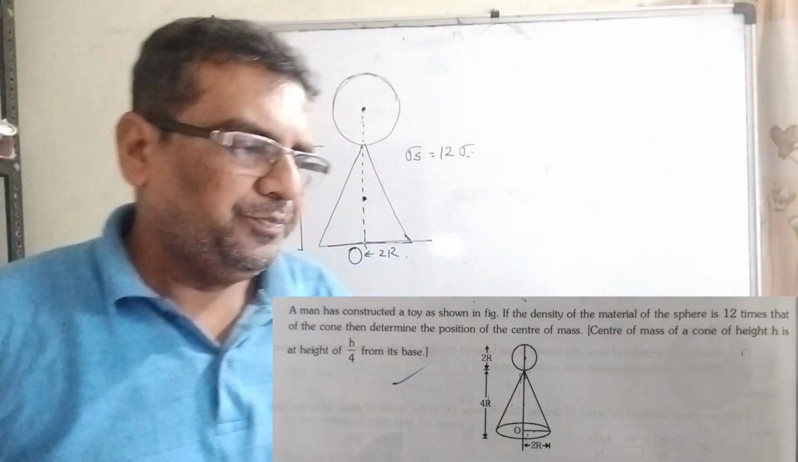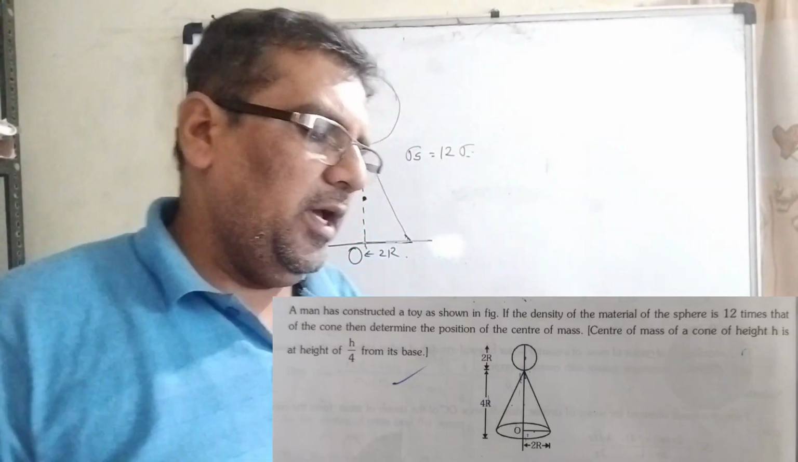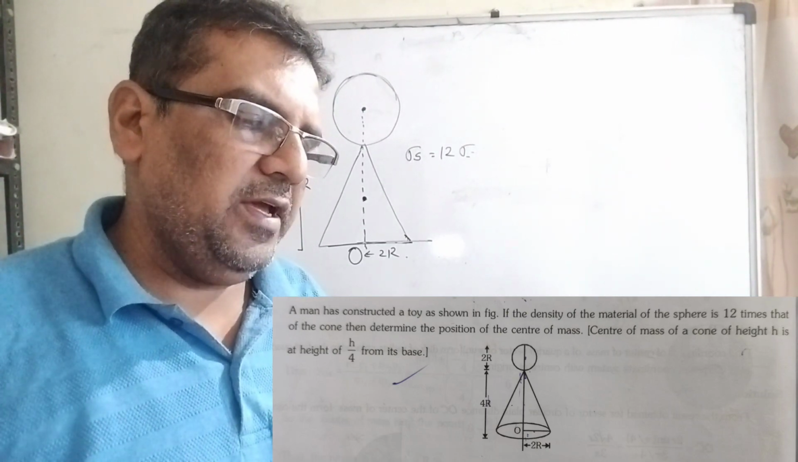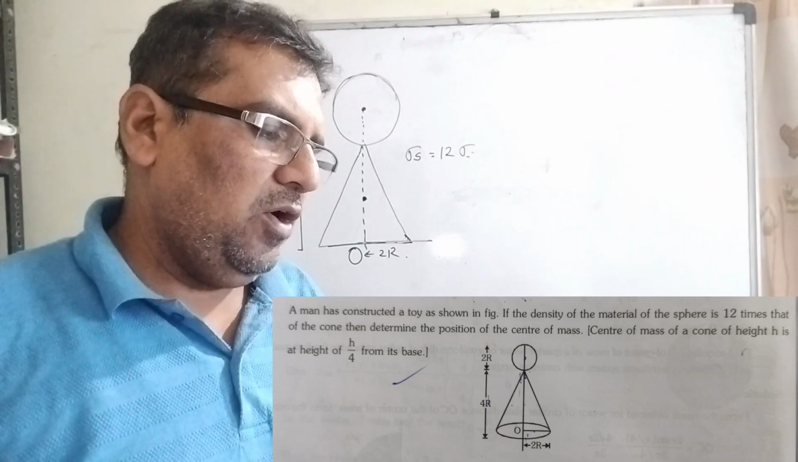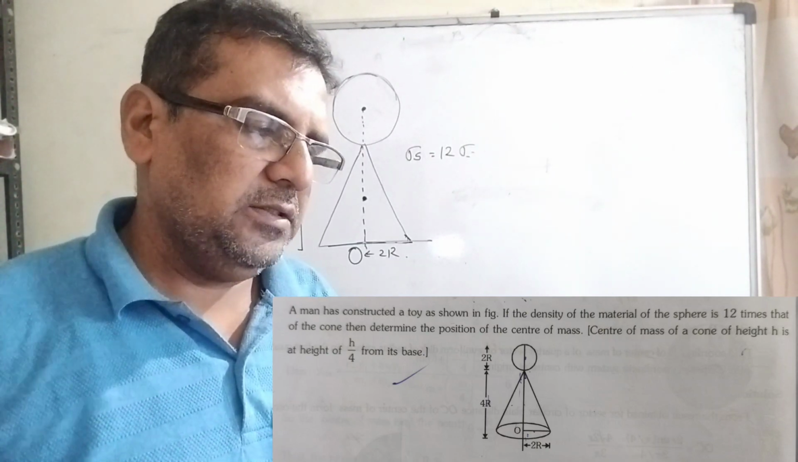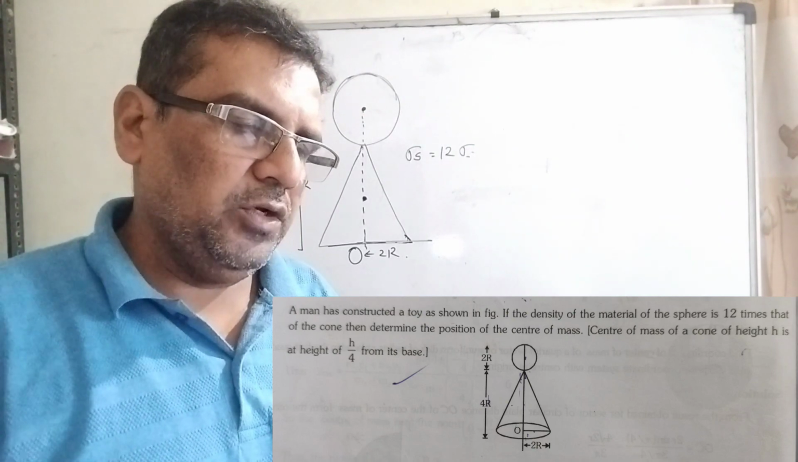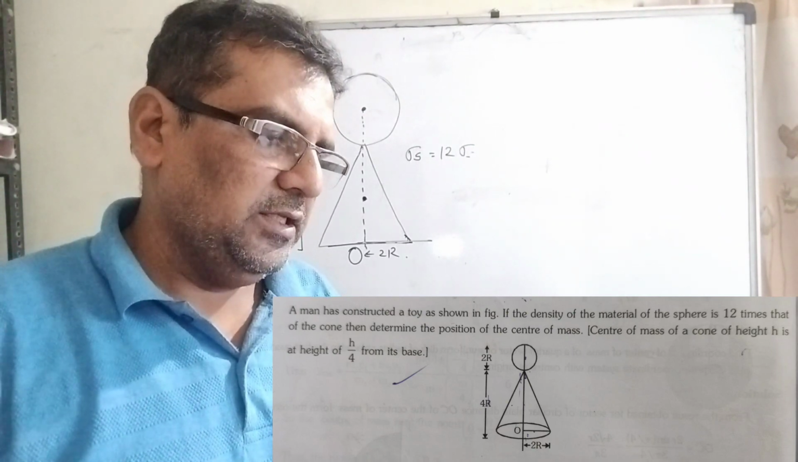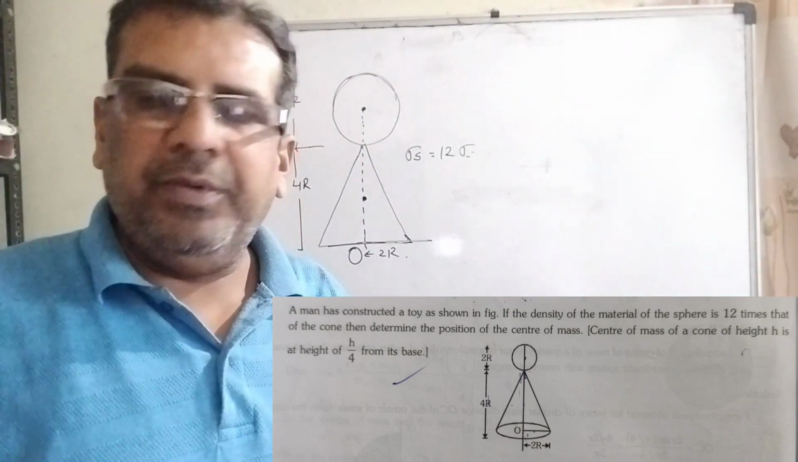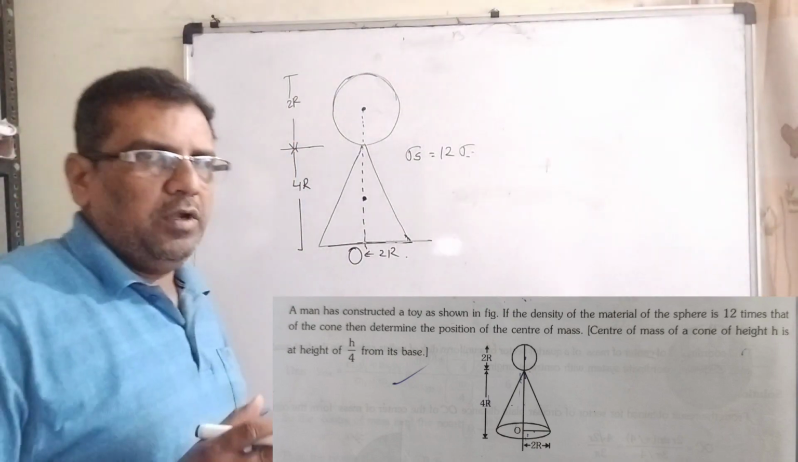Now the next question. A man has constructed a toy as shown in the figure. If the density of the material of the sphere is 12 times that of the cone, then determine the position of the center of mass. Here the center of mass of the cone of height h is at a height of h by 4 from the base. In our previous videos, you are well aware of that.